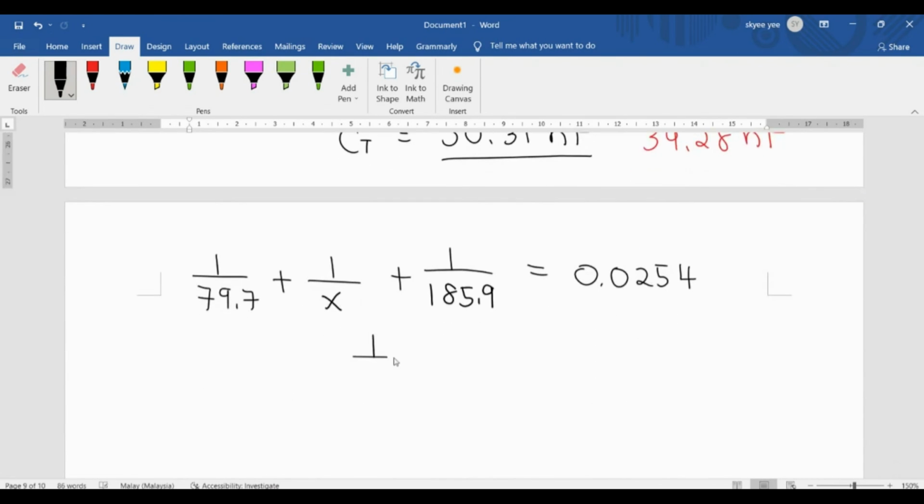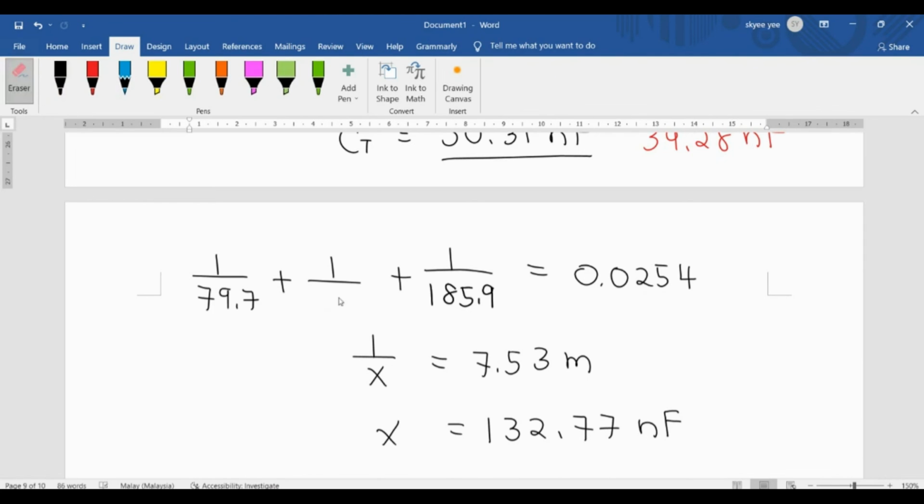So what will be your 1 over x? You find it by subtracting 1 over 185.9 and 1 over 79.7. This one will give you 7.53 milli. So you move it to the right, meaning this one minus this one and minus this one, you get this. And your x you can get: it is 132.77. This is supposed to be the value of the capacitance, so it will be nanofarad. This one will be C2.